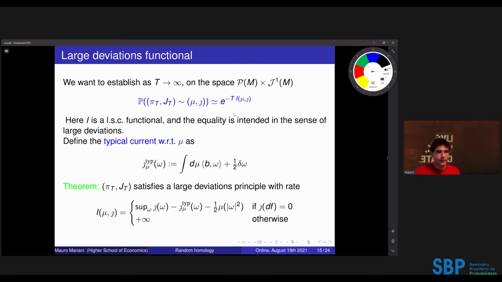So, a very simple theorem. If you ever did some large deviations, you just need to build an obvious exponential martingale and do the estimate. So it's very simple. I of mu and j, you have both upper and lower bound, is the supremum over omega of j of omega minus j typical of omega minus 1/2 mu. So the mu which is in the functional is here, and the j that is in the functional is here. And mu is also in the j typical, and this j typical is this object. So you see that it is plus infinity if j is not zero on exact forms.